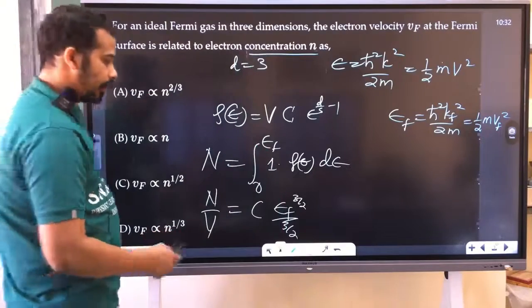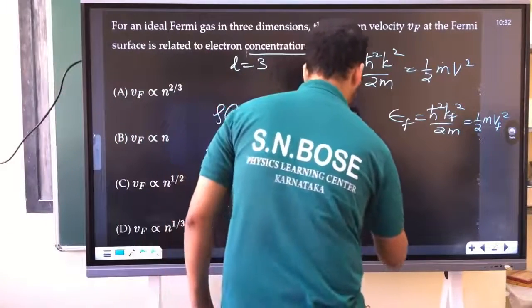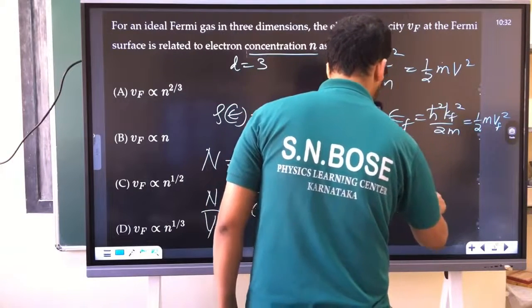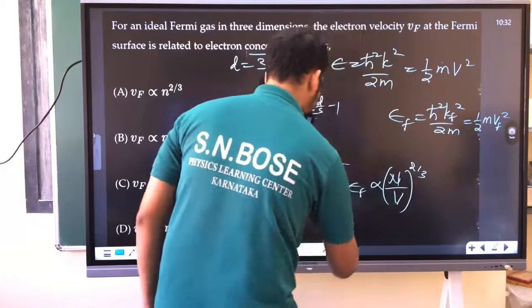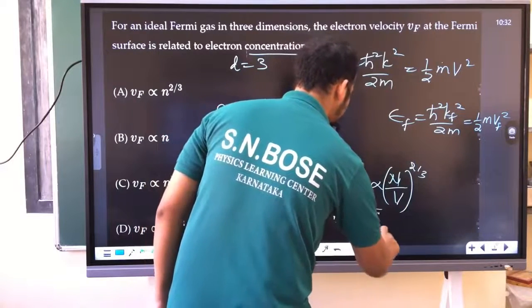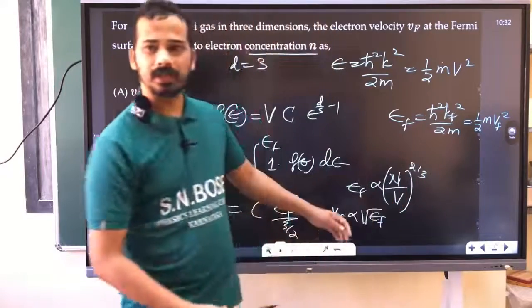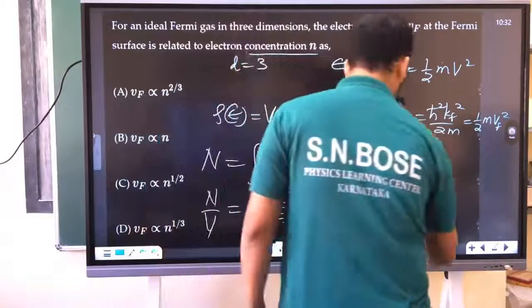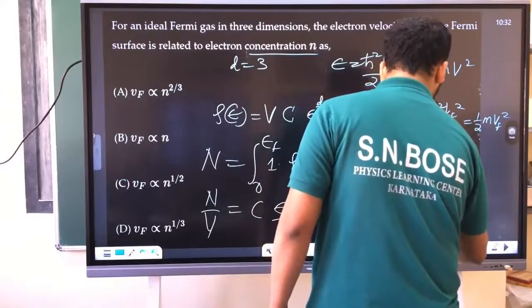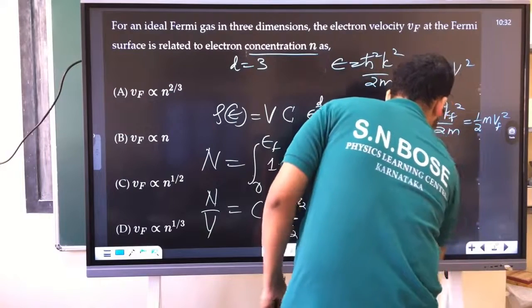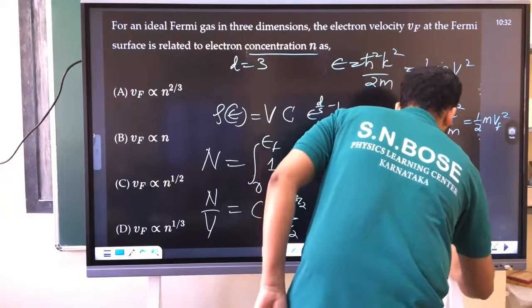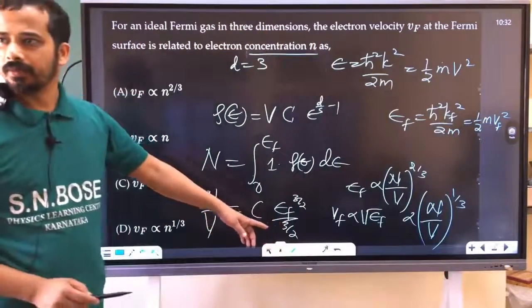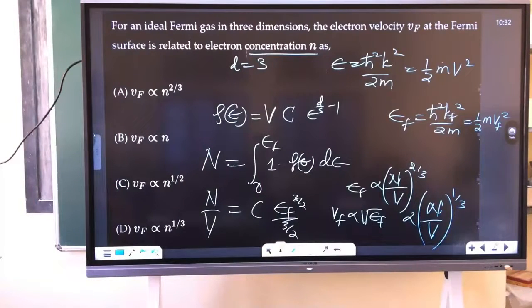Pick up. Now EF, you can do this one. EF is proportional to (N by V) whole power 2 by 3, but VF is proportional to root EF. Can I write down proportionality just like in class 12th we used to write? VF proportional to root EF. That's why VF is proportional to root of this one, (N by V) whole power 1 by 3. This is also okay, because you need to talk about proportionality here, isn't it?